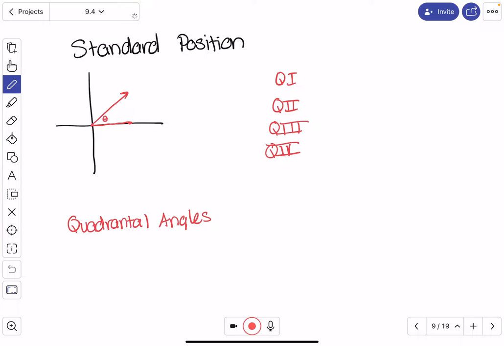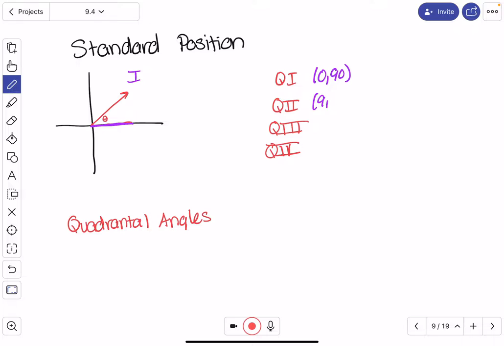All right. Standard position of an angle. So you're going to see problems where it says when the angle's in standard position. It just means the initial ray is on the x-axis, and then the terminal ray points somewhere out in the coordinate plane. All angles between 0 and 90 are in quadrant 1. So that's here, quadrant 1.